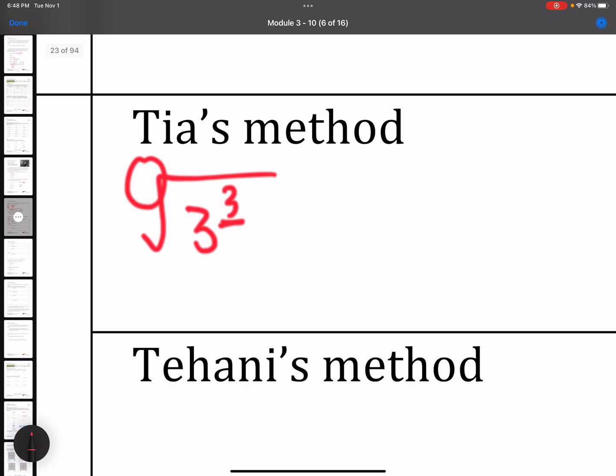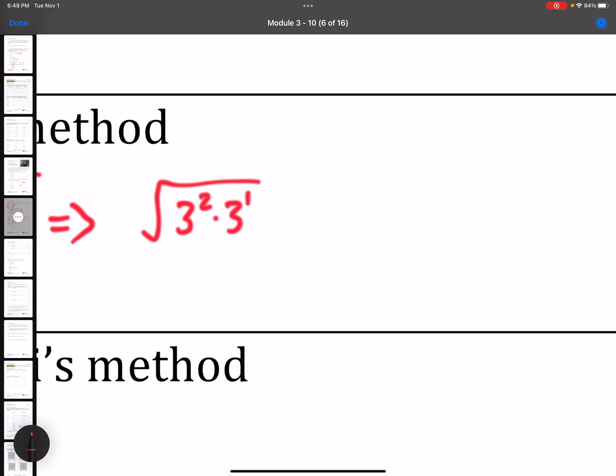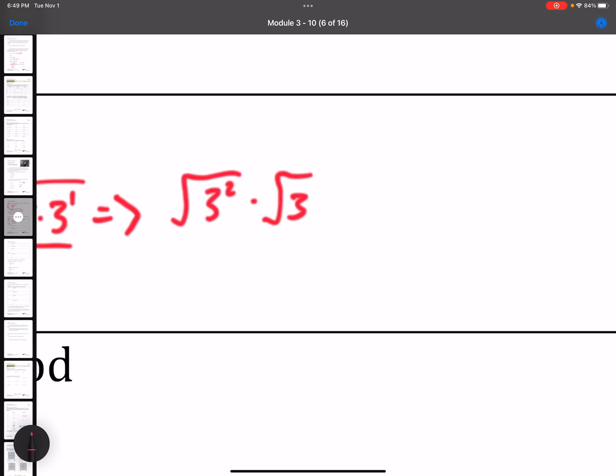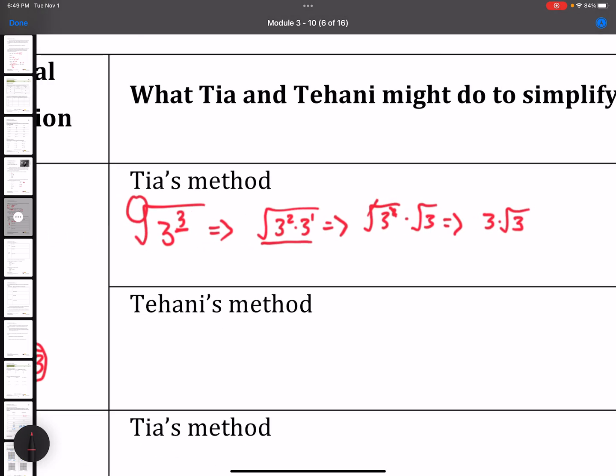So I need to get these exponents in terms of squares, or 2's, so that I can cancel them off with the square root. So I'll have the square root of 3 squared times 3 to the first, or just 3. I don't need to include that 3 to the first because I know that 3 to the first is just 3. But once I have these two, based on the properties of radicals, I can separate this out into the square root of 3 squared times the square root of 3. Remember, I'm not writing that one because 3 to the first is just 3. Now I can see those two cancel off, and I get 3 times the square root of 3. So that is my answer right there.